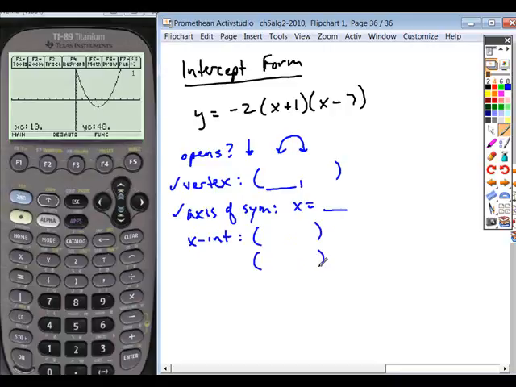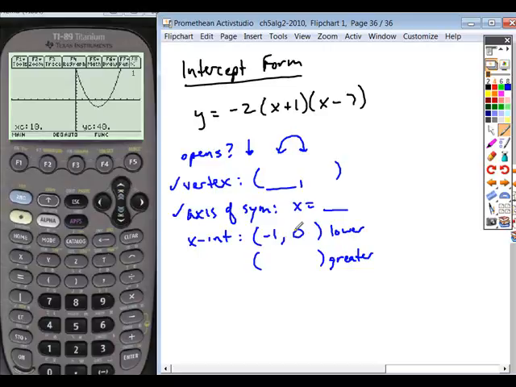When I ask for your x-intercepts, I'll usually ask it in this form, the lower or the greater. The lower means furthest to the left on the number line. The greater means furthest to the right on the number line. Okay, so when you look at the factors, the intercept form gives it to you in factors. So all you need to do is identify what values of x would give you zeros in each of these factors. So for this first factor, what value of x would give you a 0 here? -1. So that's one of your x-intercepts.